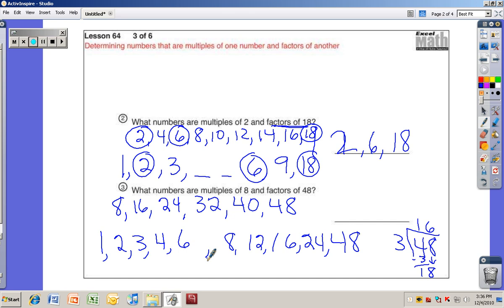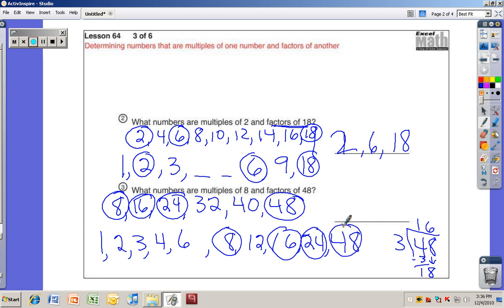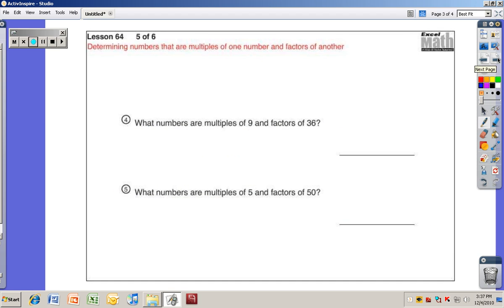Now we're looking for the numbers that are in both sets, the intersection. 8 and 16, 24 is in both, and last 48. So your answer is 8, 16, 24, and 48. All right, go ahead and try these last two, numbers 4 and 5. Pause the video until you're ready to see the answer.